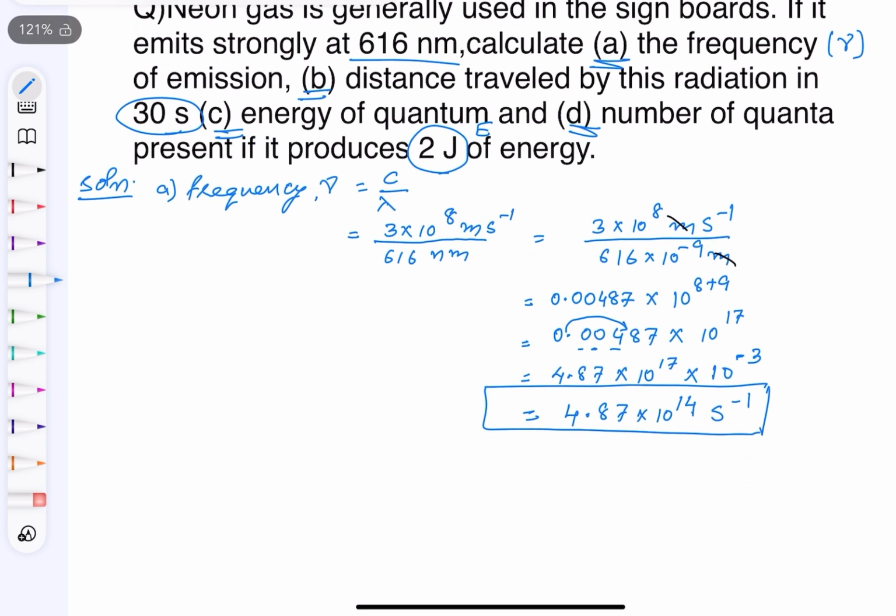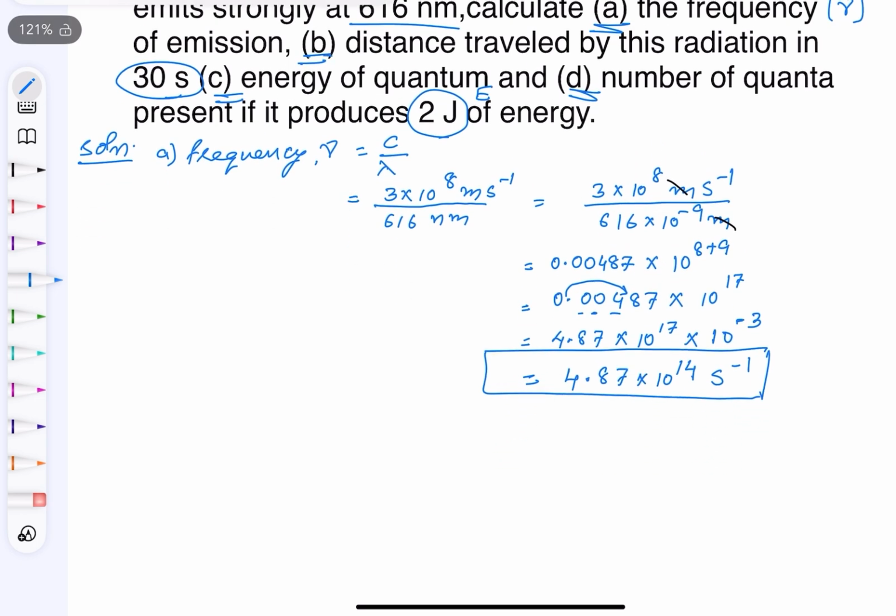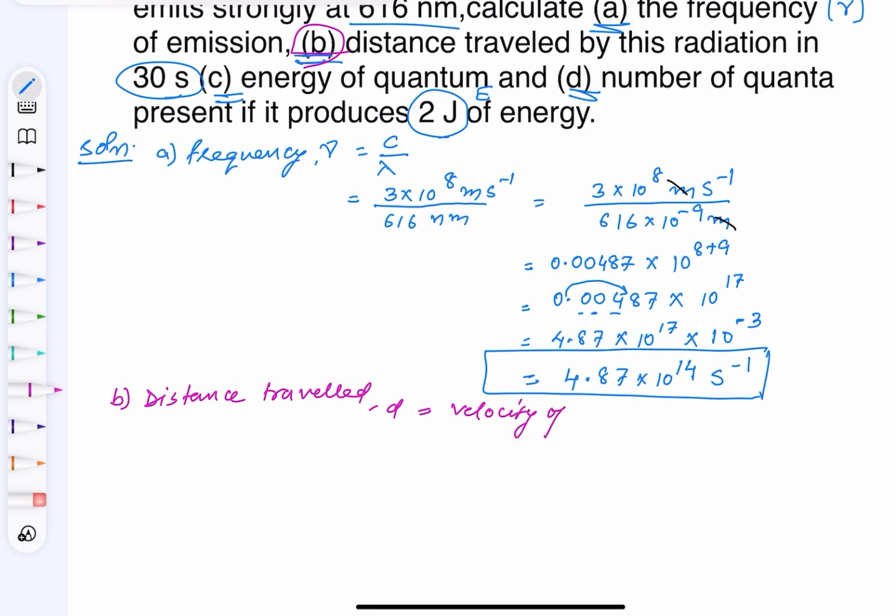Okay. Now the second question is here, distance traveled. So let us solve this. It is distance traveled by this radiation. Fine. So again, for that, we know that distance traveled, that is d, can be written as velocity of light into time.